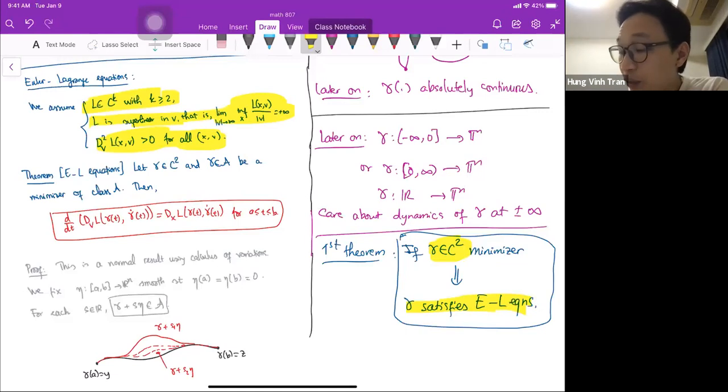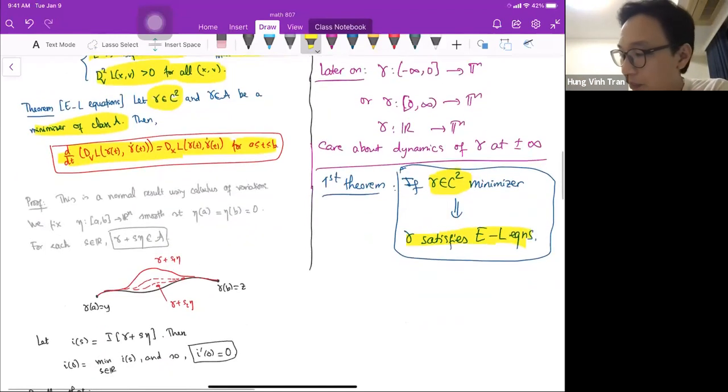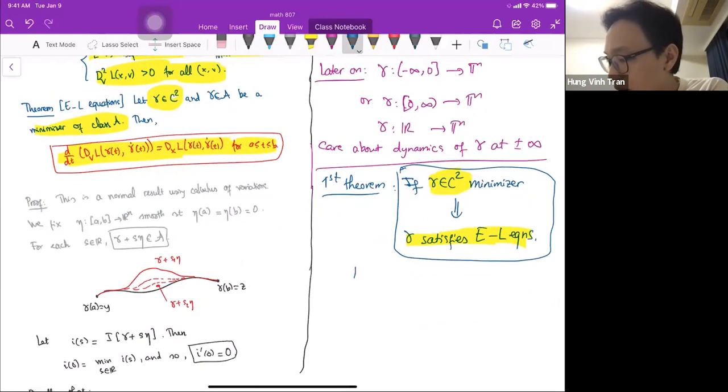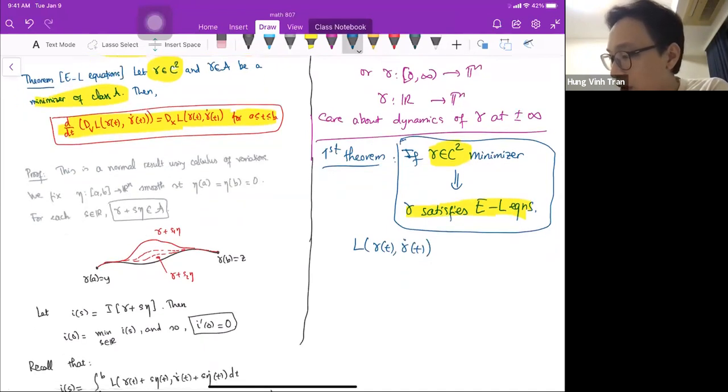So the Euler-Lagrange equation says that if gamma is C2 and is a minimizer in this class of admissible functions, then gamma satisfies the following Euler-Lagrange equations for a ≤ t ≤ b. The way to think about that is that you take the derivatives in both of the variables. So you have L of gamma(t), gamma dot(t). To think about the Euler-Lagrange equations, I take the derivative in both variables.